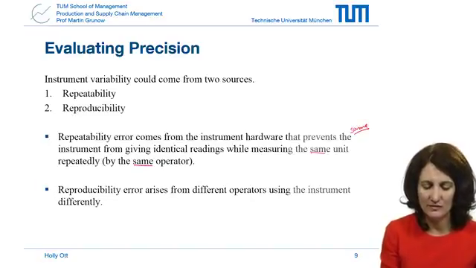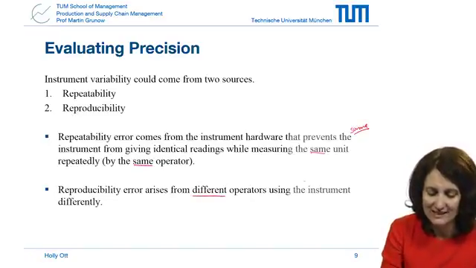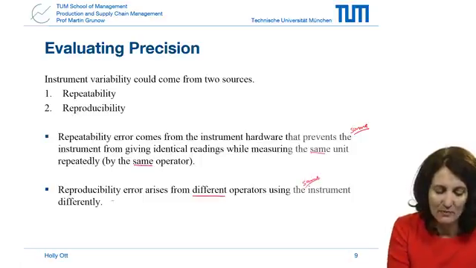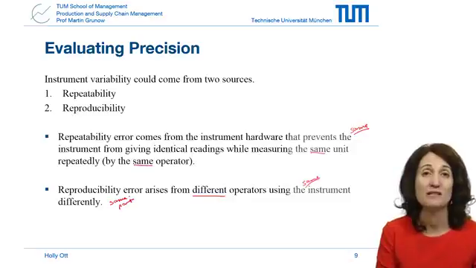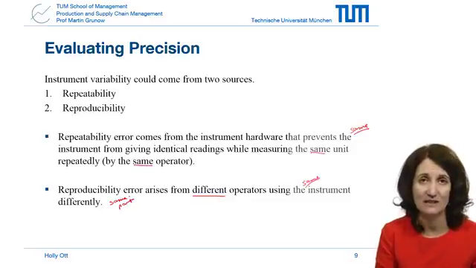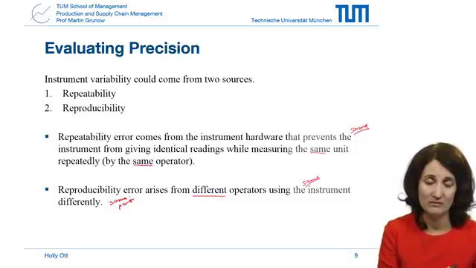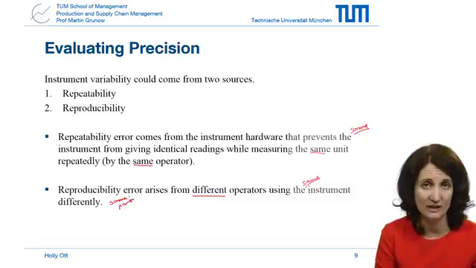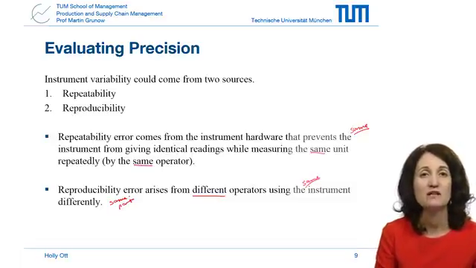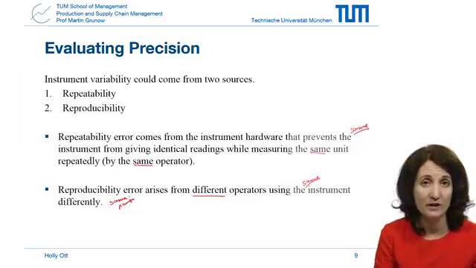Reproducibility errors arise from, now this time, different operators using the same instrument on the same part. Operators can use the instrument, maybe not intentionally, but slightly differently, preventing the instrument from giving identical readings when measuring the same unit with different operators. So repeatability error and reproducibility error are going to be quantified by standard deviations of readings. Repeatability by the standard deviation from readings taken repeatedly on the same unit by the same operator.